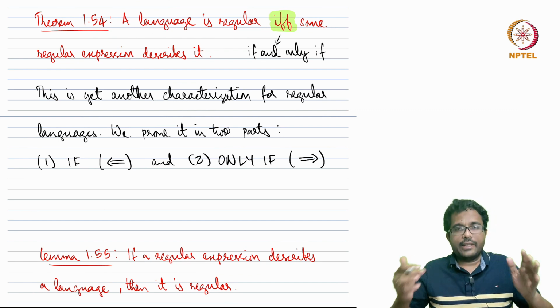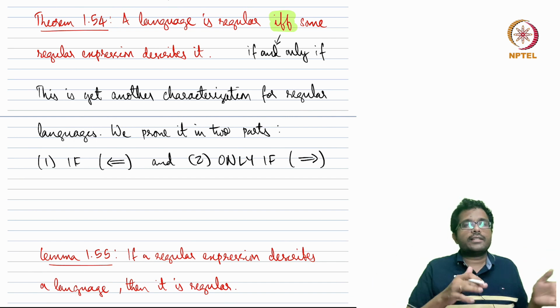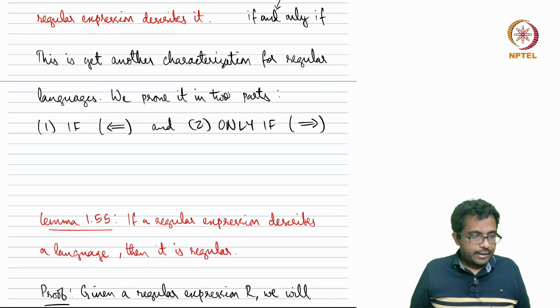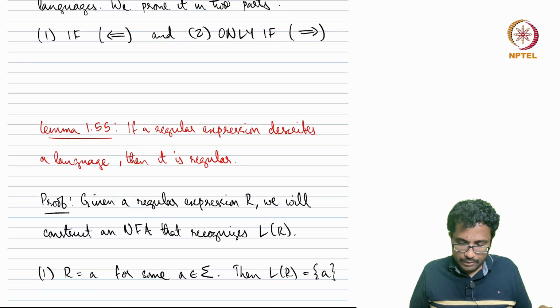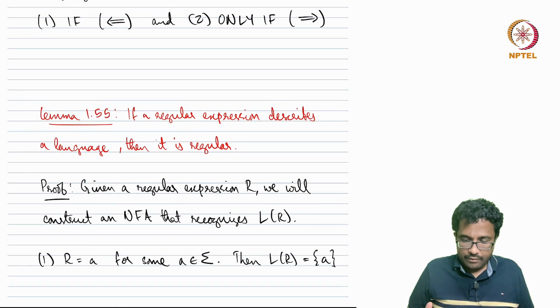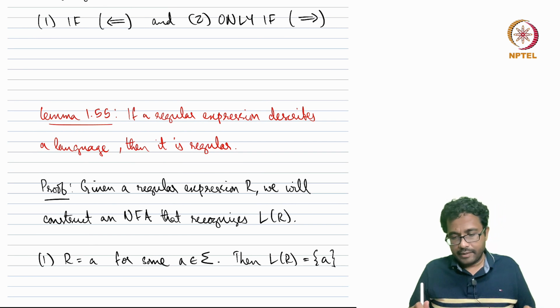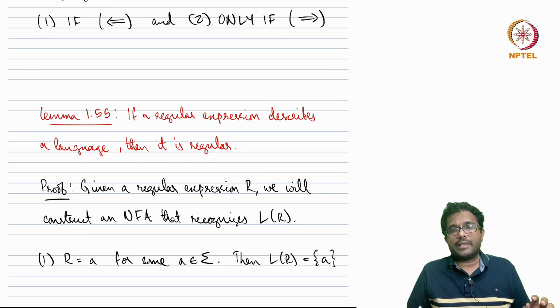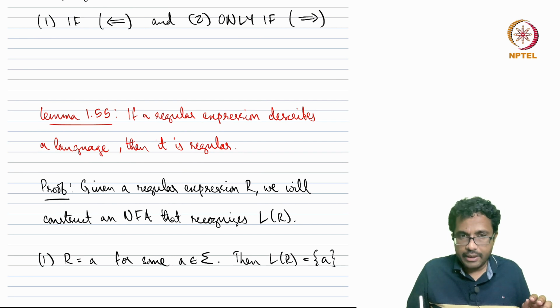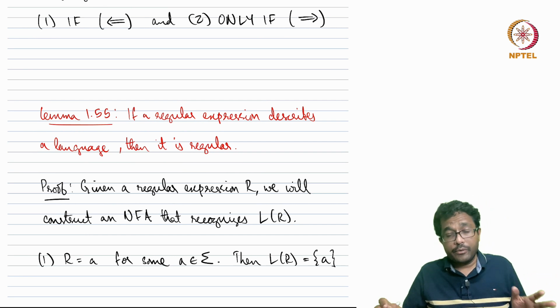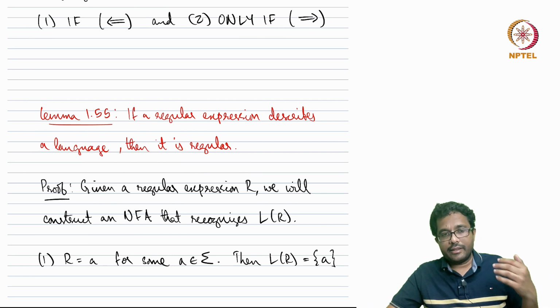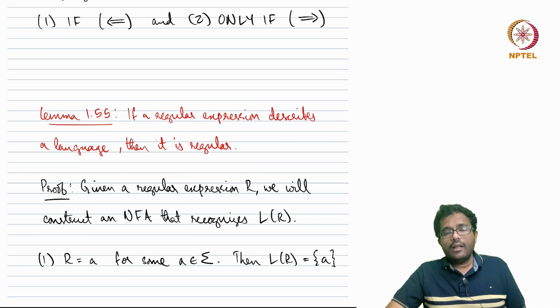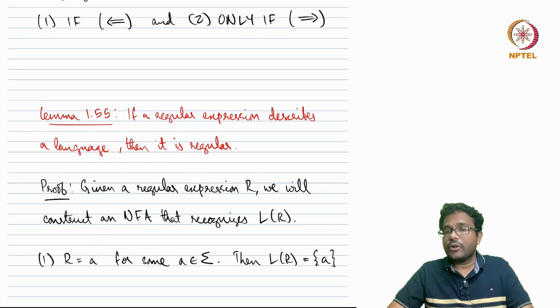The if part means if there is a regular expression, the language described by it is regular. In this lecture, we'll first show the if part. So if there is a regular expression, the language described by this regular expression is regular, meaning it can be recognized. As of now we have not proved the equivalence. We are still in the process of proving that the class of languages described by regular expressions is regular. So now we have to show that there is a DFA or an NFA for this.